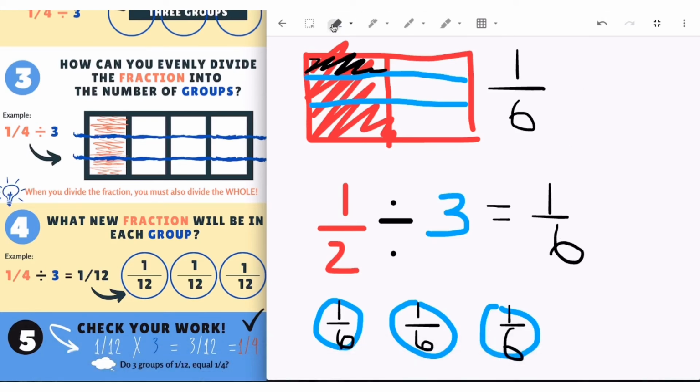Finally, I'm going to check my work. So I'm saying if I have 3 groups of 1/6, I have 3/6. That also equals 1/2, so I'm at the number I started with. So I know that I am correct.